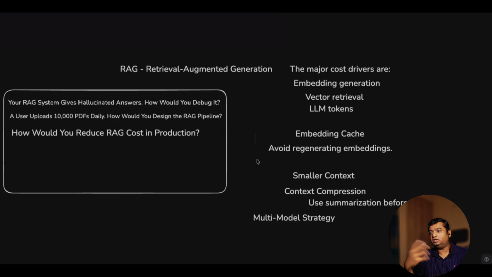So now we have another interesting question: how do you reduce the RAG cost in production? Obviously RAG, the process in GenAI, is always CPU intensive, and it costs a lot.